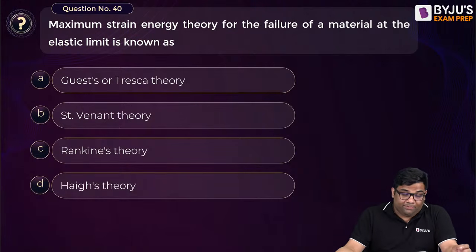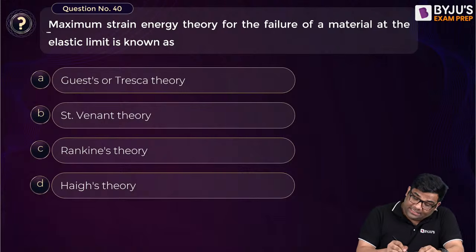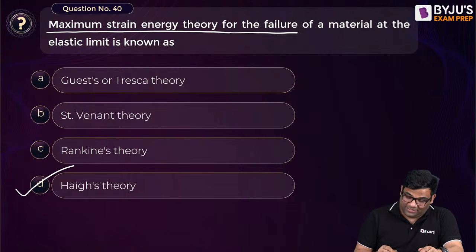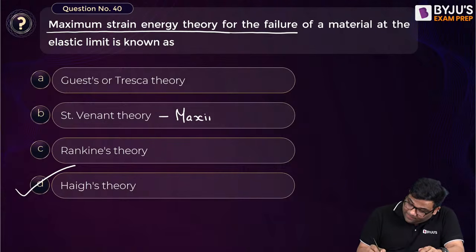Question number 40. Maximum strain energy theory for the failure. Strain energy. This will be a little tough. Let us see. Tell me, what's the answer to this? Saint-Venant? Yeah, it's Haigh's theory. Saint-Venant is the maximum principal strain theory.